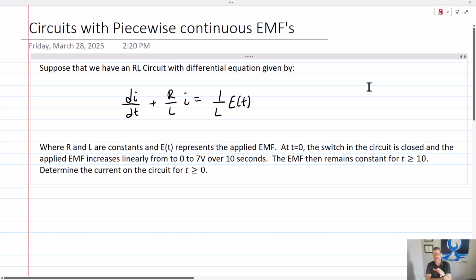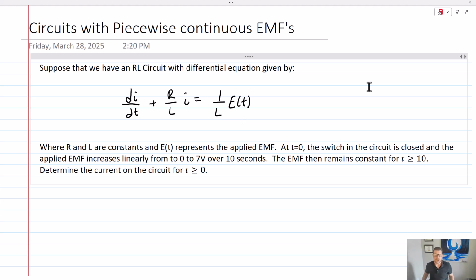What we're going to be looking at right now is some circuits with piecewise continuous EMFs. Very commonly we'll get a circuit where a charge or a current is put onto the circuit at one set of voltage, one set of amperes, for a certain period of time, and then it changes at another point in time. Maybe it's on for a certain period of time and then it turns off after, say, 5 seconds or 10 seconds. And so what we want to do is figure out a function for either the current or the charge on that circuit.